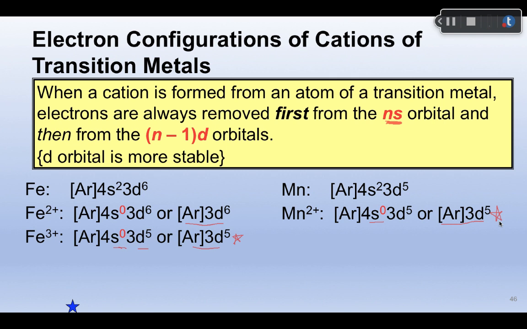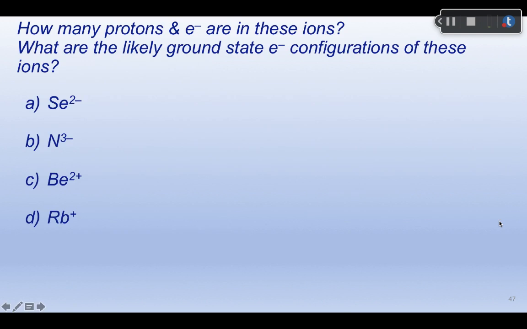Okay, so let's look at a couple more things with these. How many protons and electrons are in these ions, and what are the ground state configurations for the ions? So selenium, pull out your periodic table, is element number 34, so it's going to have 34 what? Well, 34 protons to begin with, and then if it's going to be an ion, it would be called selenide. And so how many electrons?